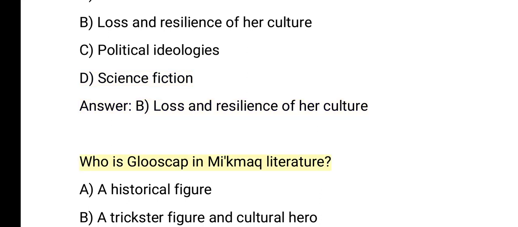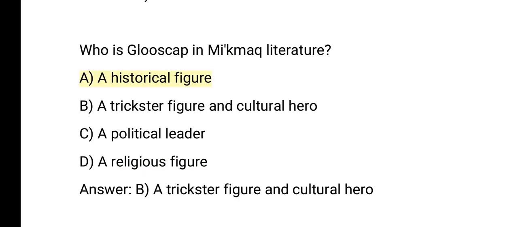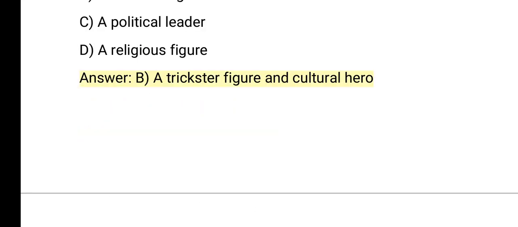Who is Glooskap in Mi'kmaq literature? A. A historical figure. B. A trickster figure and cultural hero. C. A political leader. D. A religious figure. Answer. B. A trickster figure and cultural hero.